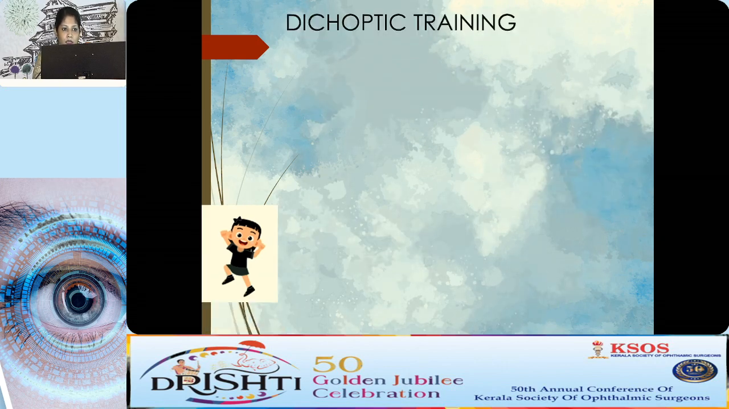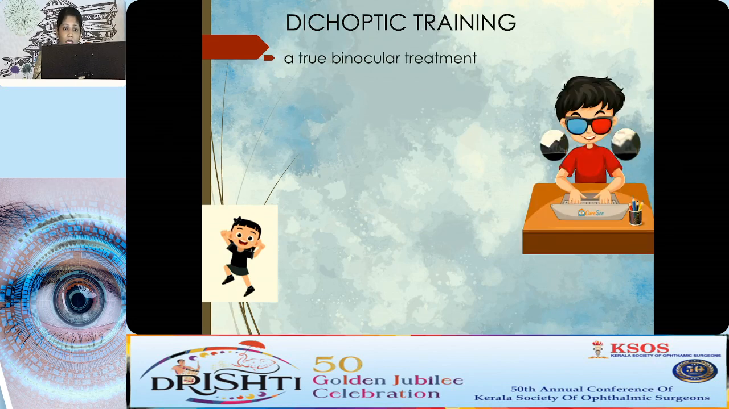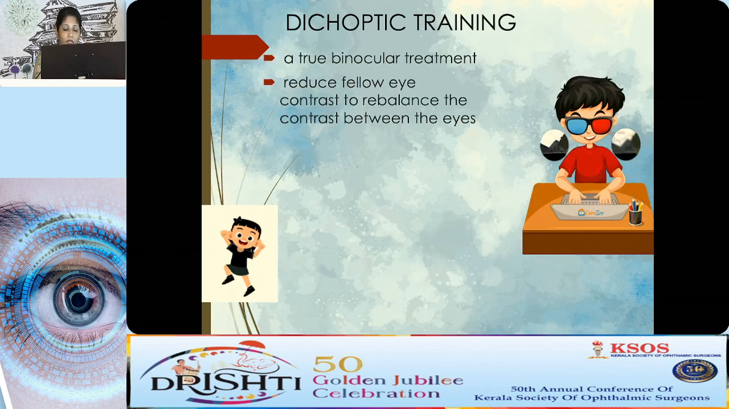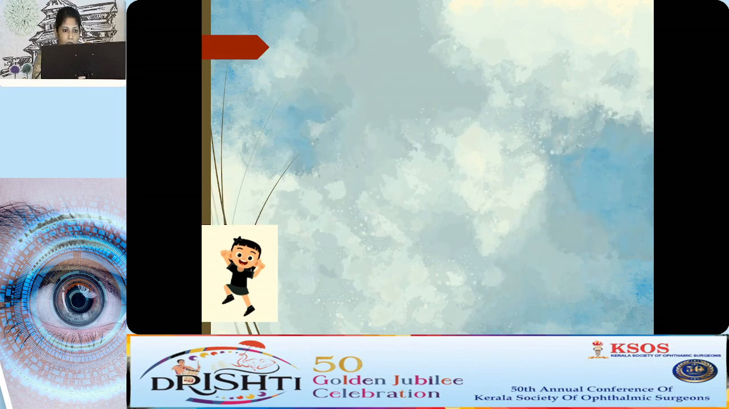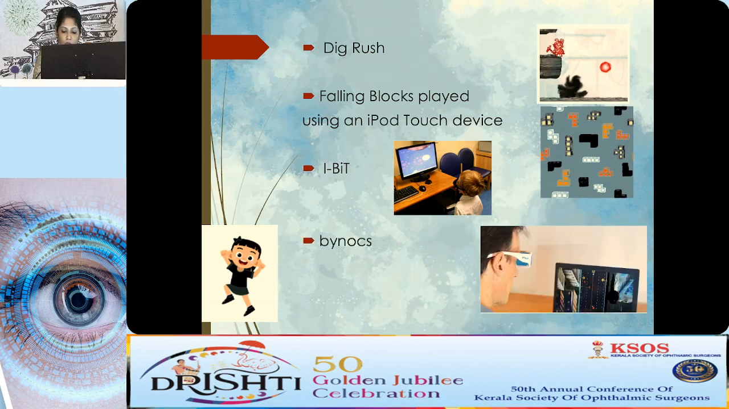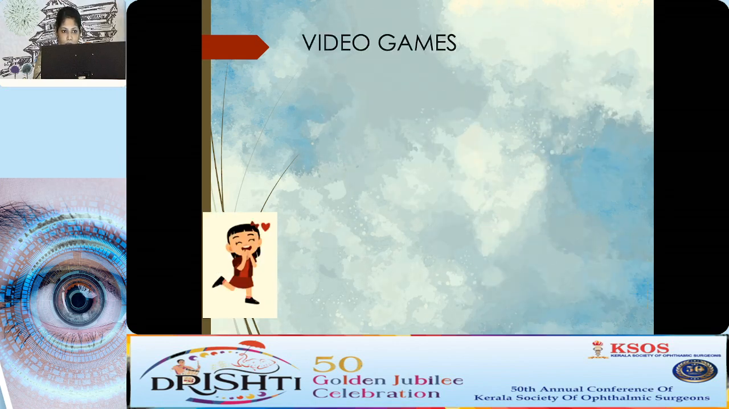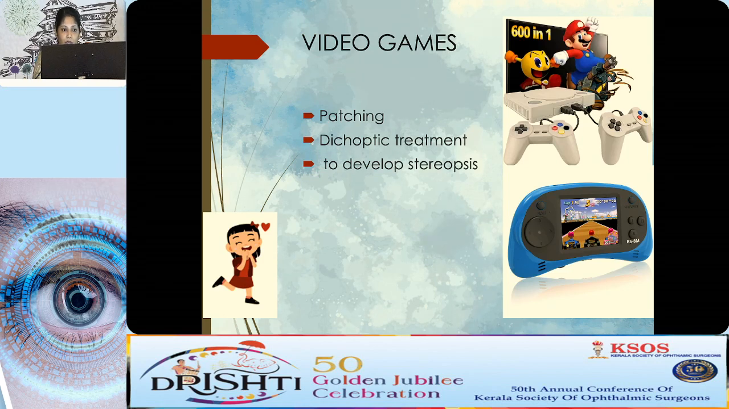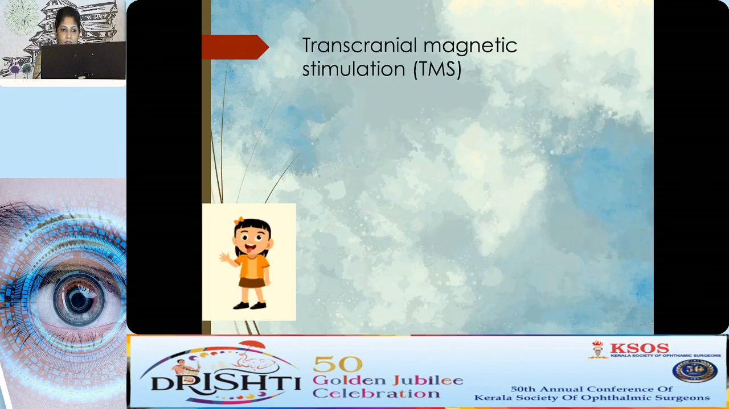And the next common therapy is the dichoptic training. This is a true binocular treatment where you can improve the stereopsis also. Here we reduce the fellow eye contrast to rebalance the contrast between the two eyes. Various games are available based on the dichoptic therapy, and the one we use is the Binox therapy. And video games can also be used for patching, dichoptic treatment and to also develop stereopsis.